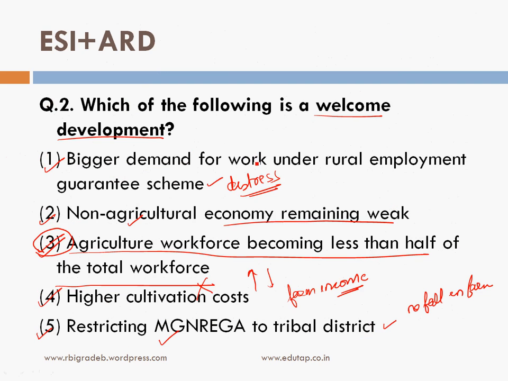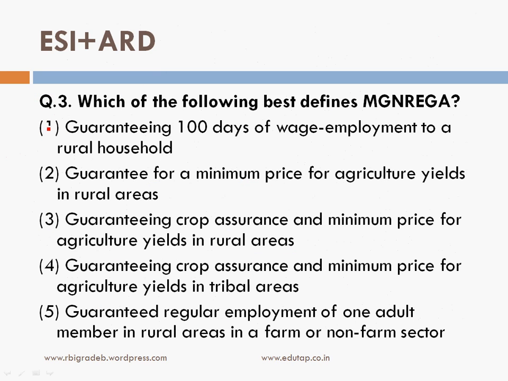Right. Now again the answer to this question can be inferred from the given passage. Now see, this question is again to be answered based on the passage: which of the following best describes NREGA? Guaranteeing 100 days of wage employment to the rural household; guarantee for a minimum price, no. For agricultural yields, guaranteeing crop assurance, no. Guaranteeing crop assurance and minimum price for agricultural yields in tribal areas, no. Guarantee rural employment of one adult member in rural areas, in a farm or non-farm sector.